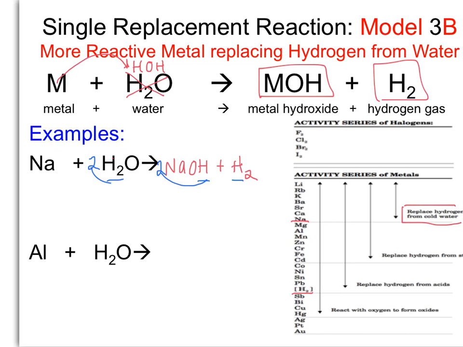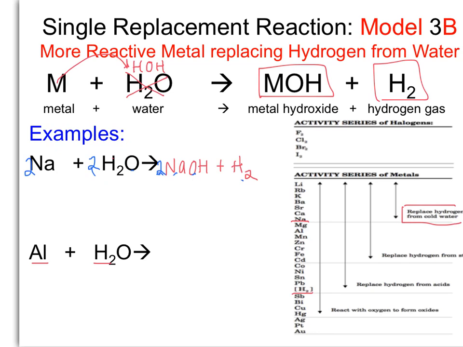That means I now have 2 oxygen on each side, and 2 sodium, so I'll have to put a 2 in front of the sodium as well. And now it's balanced.